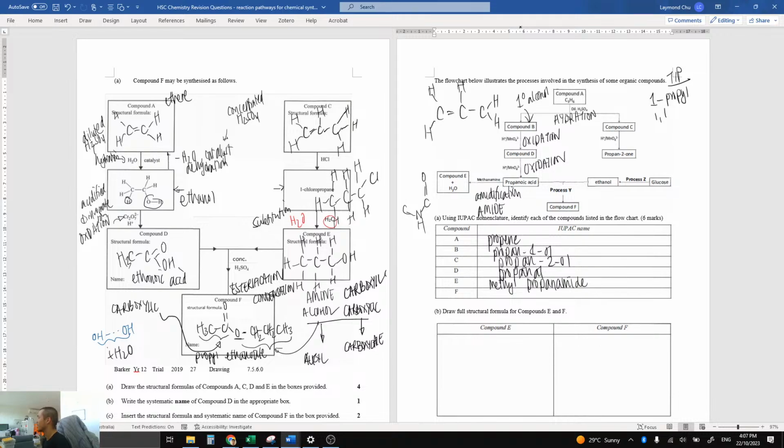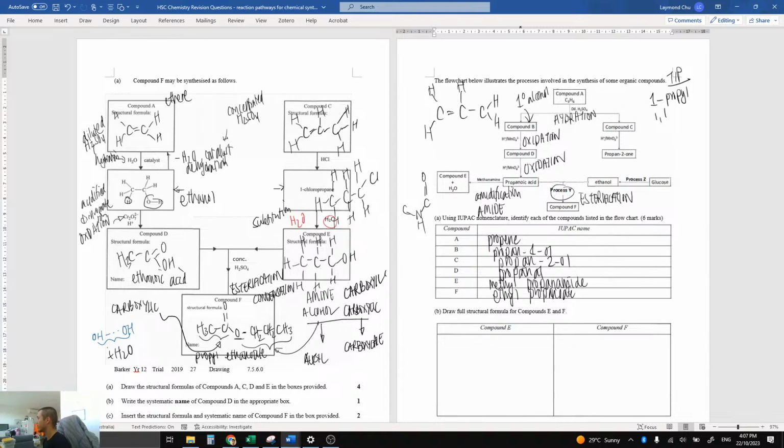F. Compound F is propanoic acid and ethanol. Process Y. Process Y looks like esterification. Okay? Esterification. Compound F, ester, woohoo, alkyl, carboxylate. Ethanol, so we do ethyl. Propanoic acid, we do propanoate. Cool. Draw full structural formulas for compound E and F.